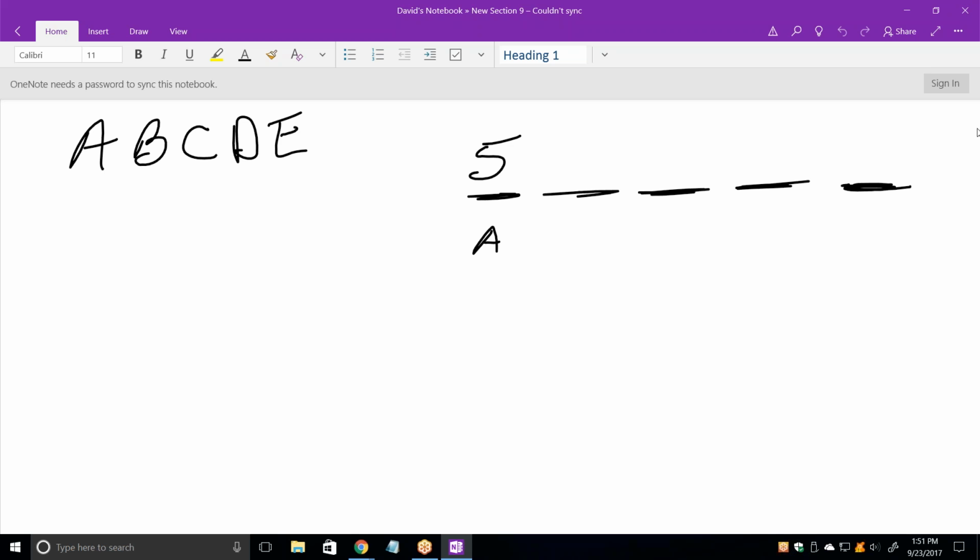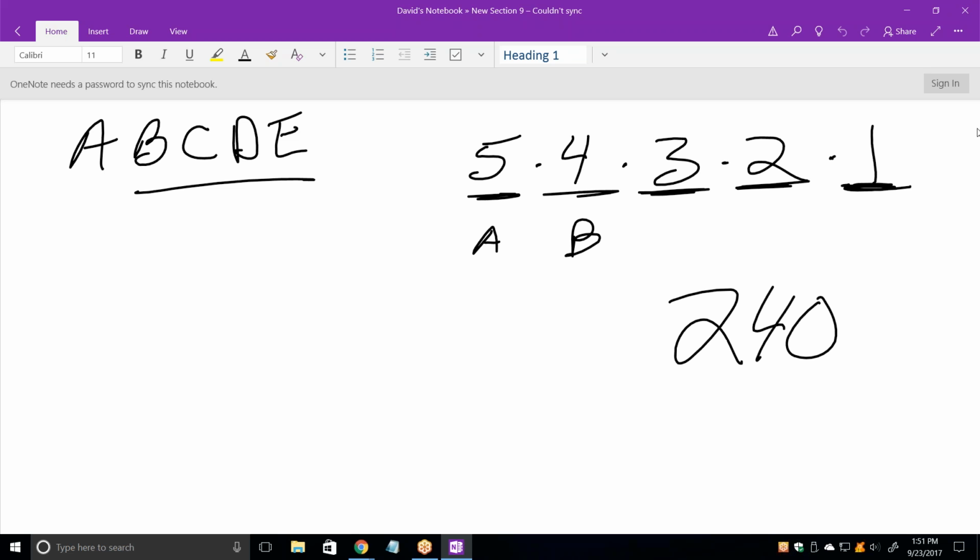5 ways. 4. 4? Yeah, lady A is already in the first seat. There's only 4 people left. There's 4 seats left. So for B to be there, there's only 4 ways, for A to be there and B to be there. And, yeah. So 5 factorial, the different number of ways they can actually sit is 240 ways.